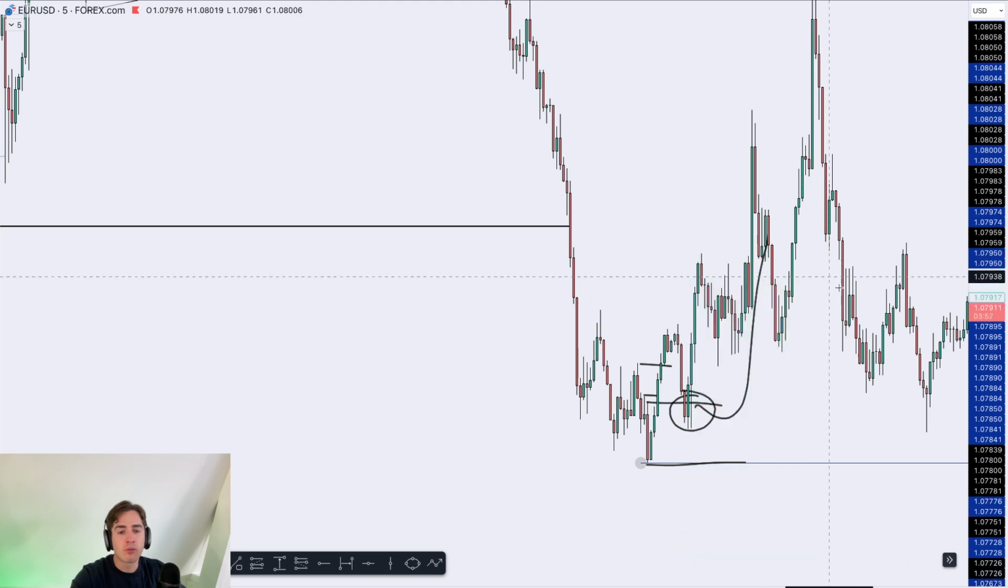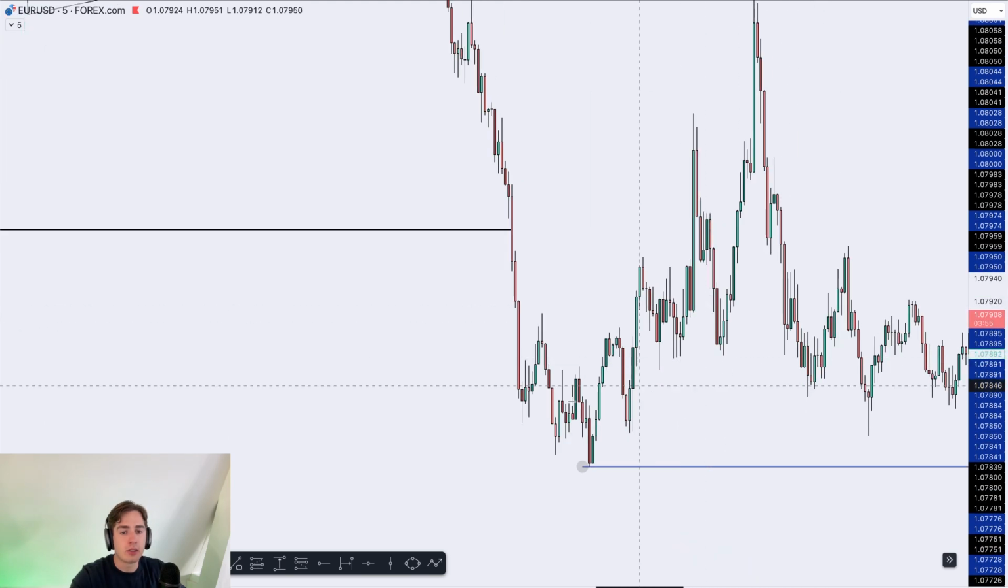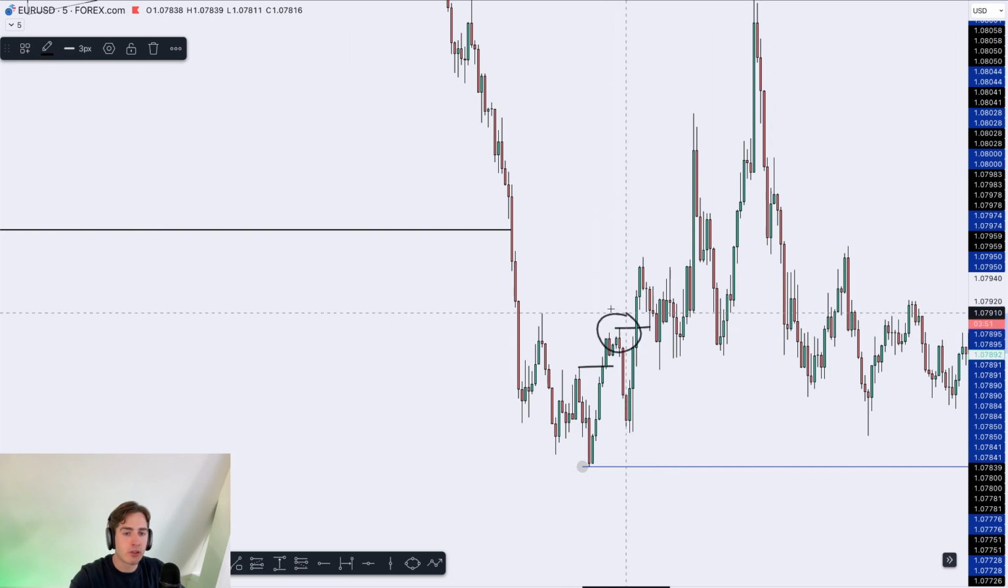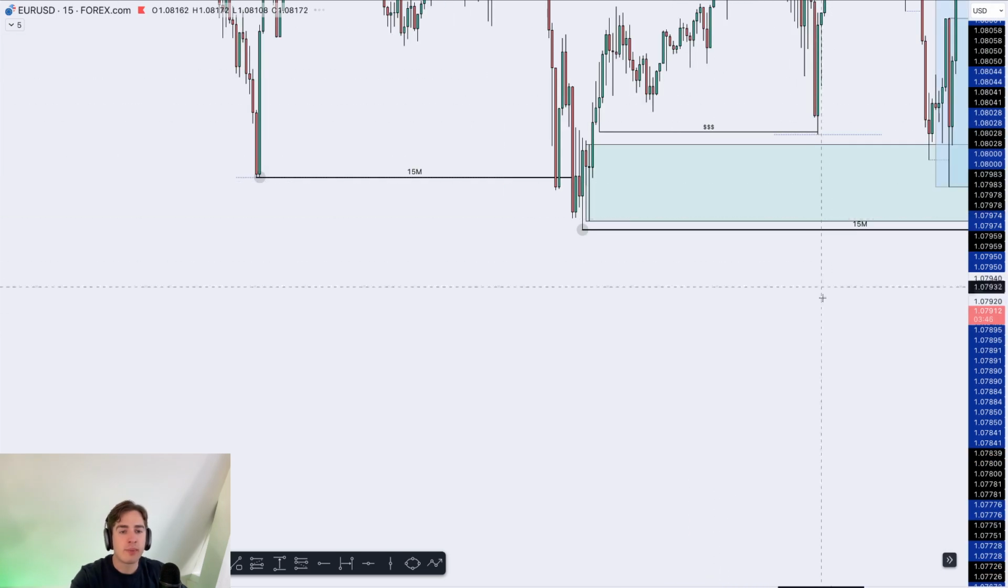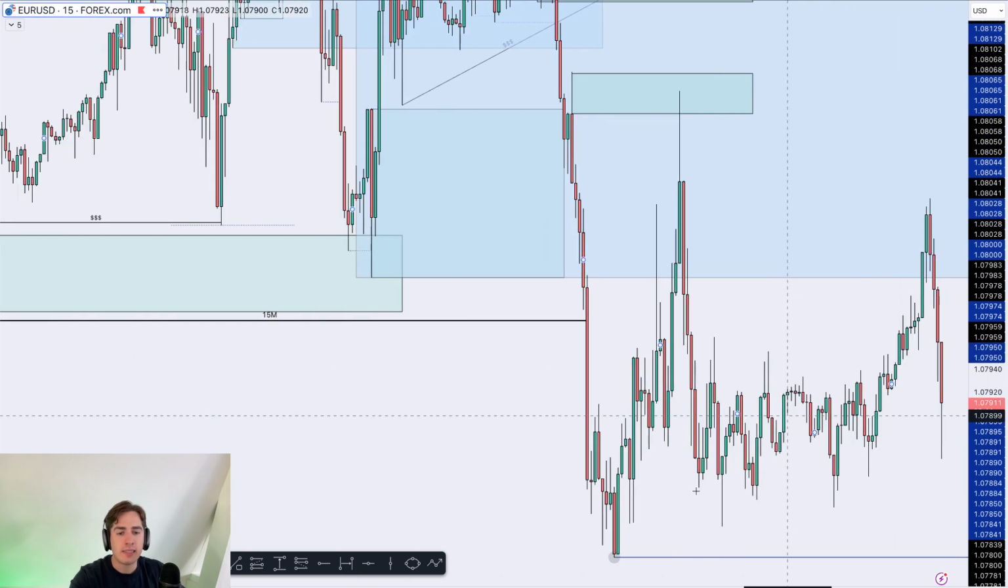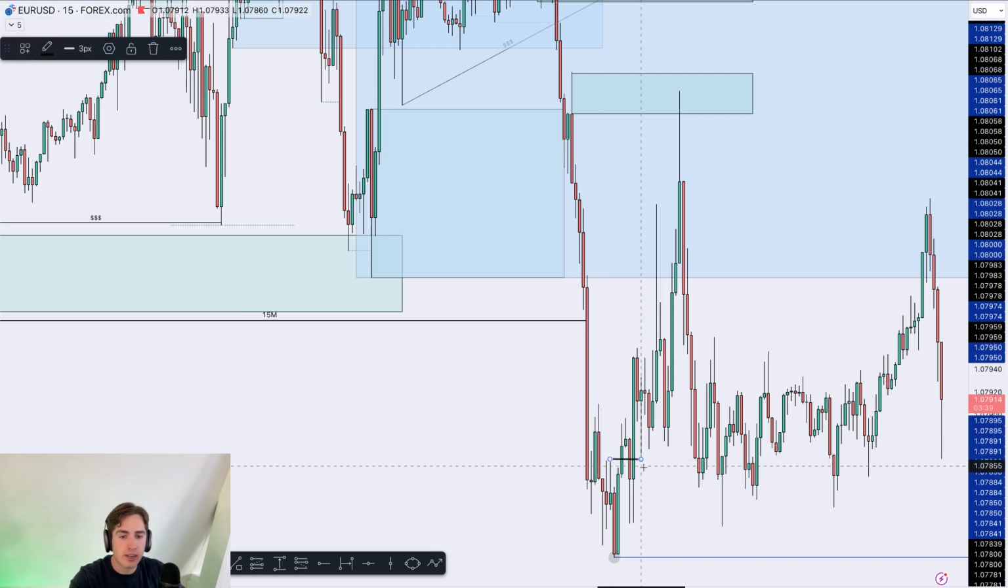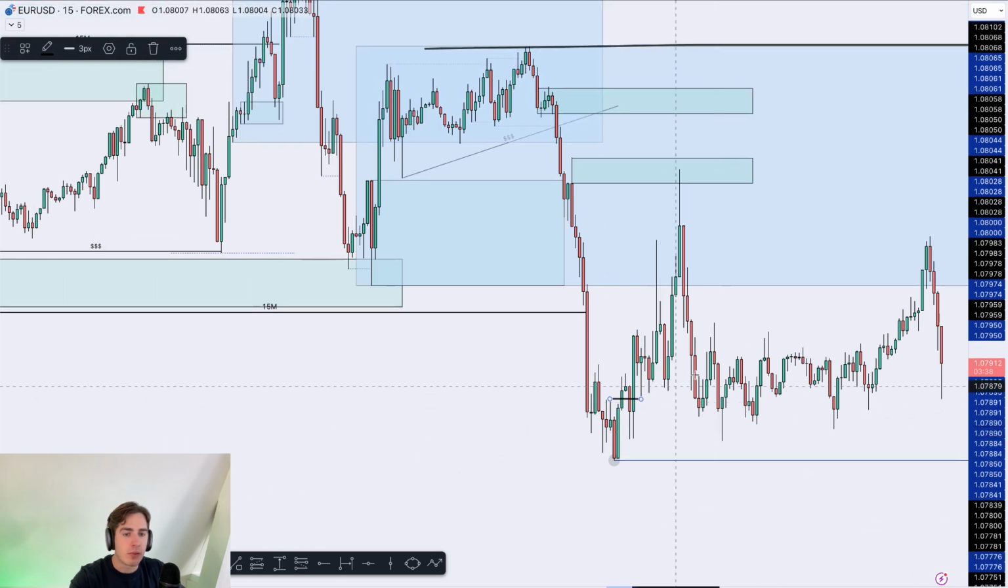If you were looking for more confirmation, then obviously just wait for a double break. What do I mean by double break? That was this break over here. And then again, you see, boom, tap in, and we move back out again. So that was the 5-minute setup. For the rest on the 15, you could have also taken the 15-minute change of character over here. But yeah, that was pretty much that setup.